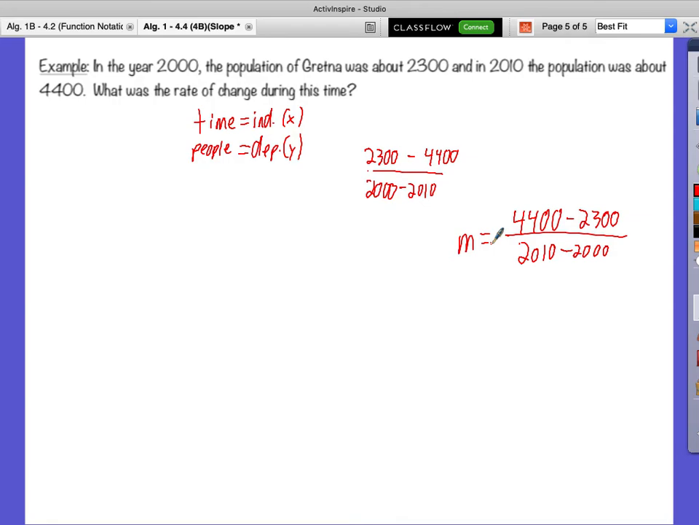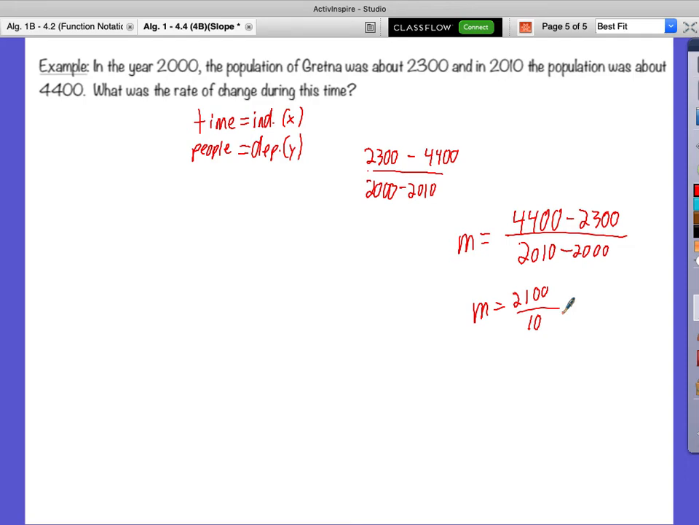So if we actually do this problem, 4,400 minus 2,300, that might look a little more intimidating to us at first, but if we cover up these zeros, what's 44 minus 23? Hang on, that means put the zeros back on. What's 2010 minus 2000? So we have 2,100 divided by 10.